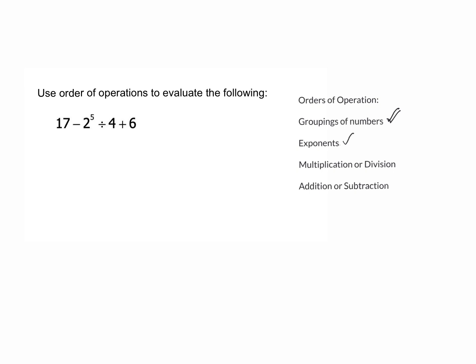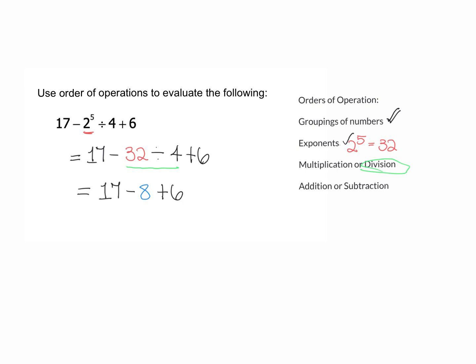As far as exponents, we do have this 2 to the 5th. So the 2 to the 5th, that's going to be 32. So we're going to rewrite this with 32 in place of 2 to the 5th. And now we have multiplication or division. So we have division here. We have the 32 divided by the 4. So we're going to rewrite this as 32 divided by 4 is 8. So we're going to rewrite this as 17 minus 8 plus 6. Now we go from left to right. 17 minus 8 is 9, plus 6 is 15.